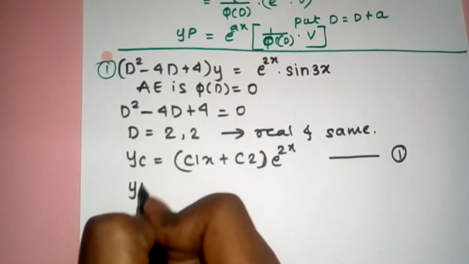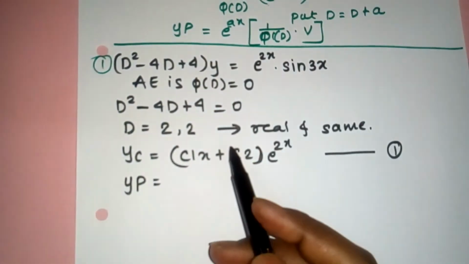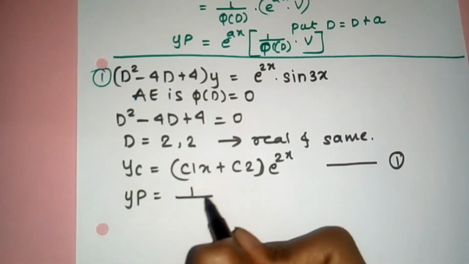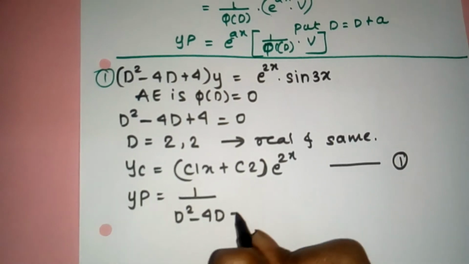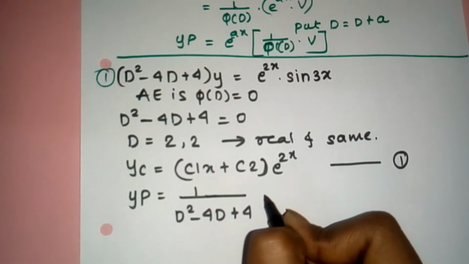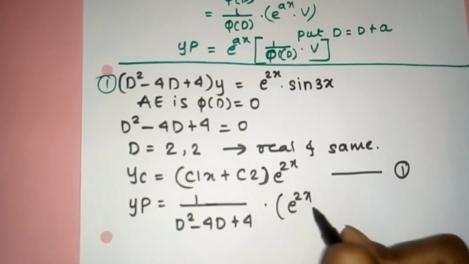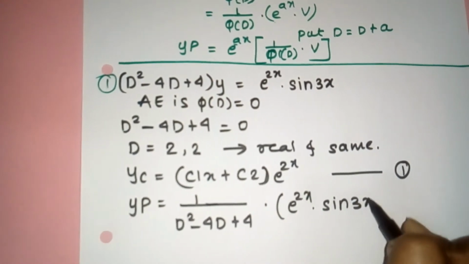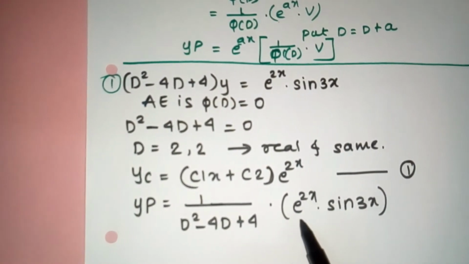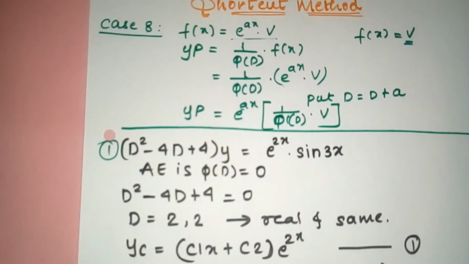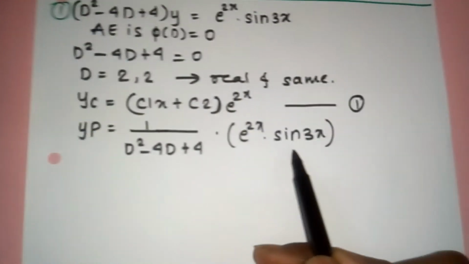So now we'll find yp. Now let's see how we can find yp. Yp is equal to, we have this formula. So first we have to write 1 upon phi of d. Phi of d is this part, d square minus 4d plus 4 into f of x. Now f of x is this entire part, e raised to 2x into sin 3x. Now once we write this, we have to identify which form it supports. Now this is case 8, because in case 8 we have e raised to ax into v. So now we have understood that this is of case 8. Then we have to try to solve it.